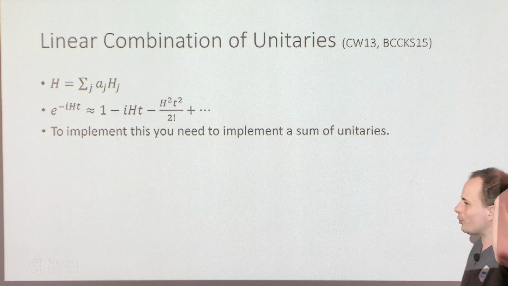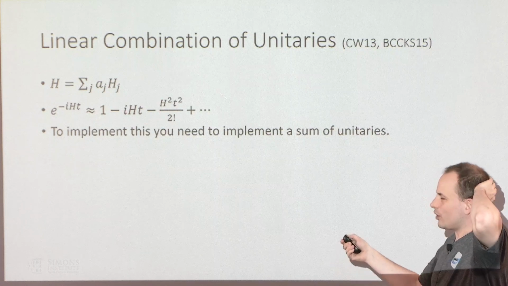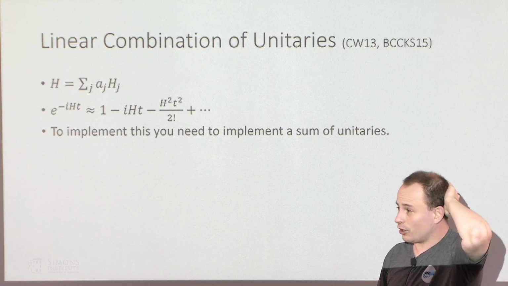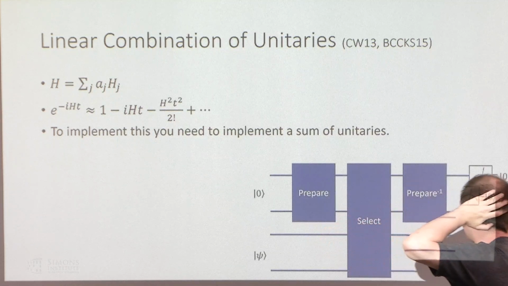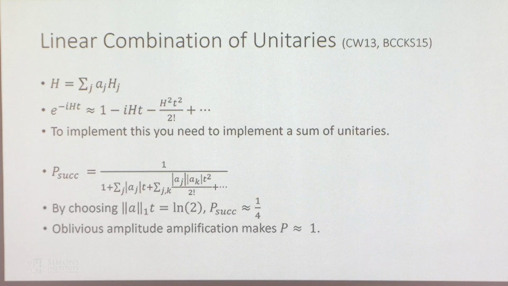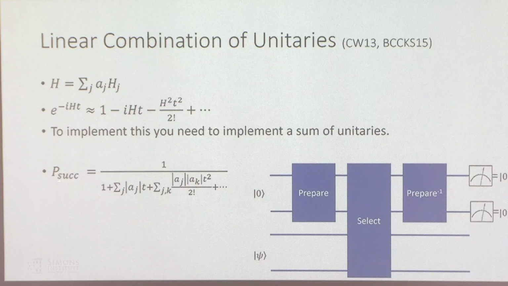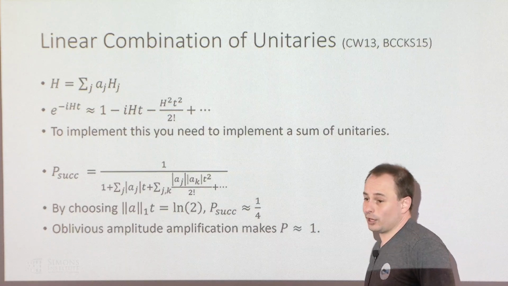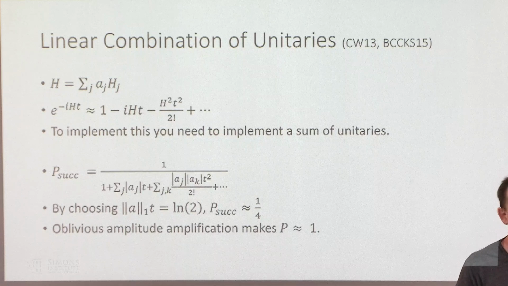Well, there's one minor problem with that, and the problem is that if you truncate the Taylor series at finite order, it's not a unitary. And since quantum computers naturally do unitaries, how do you do this? Well, turns out there's a gadget for doing this that looks like this. And basically, the probability of success ends up scaling like 1 over this sum over here. And by choosing the one norm of these coefficients times t to be equal to log 2, you can make the probability of success anything you want. And if you can make a probability of success anything you want, the answer is always 1/4. Okay, you might want 1, but 1/4 is the next best thing.